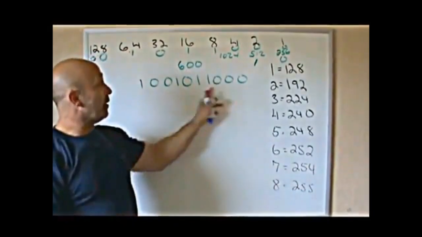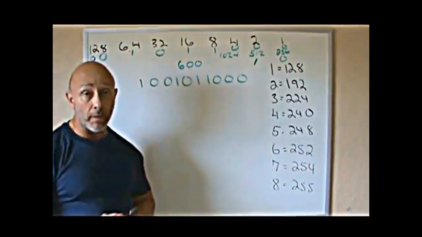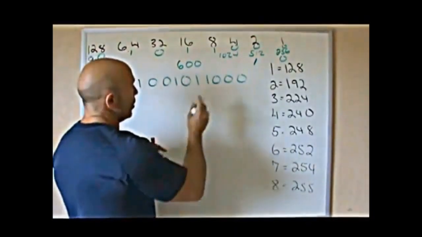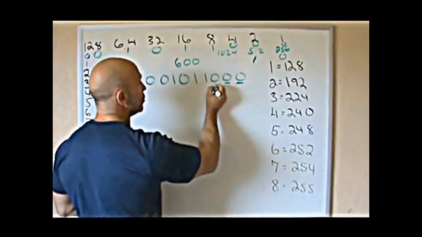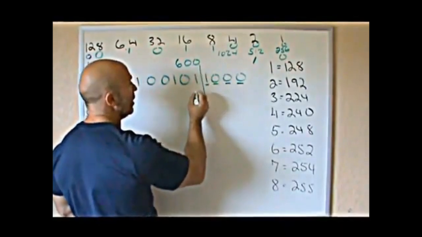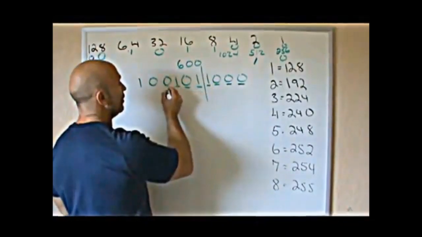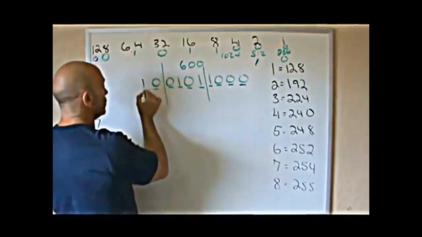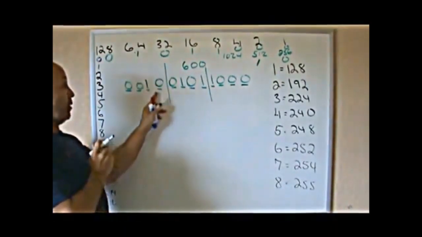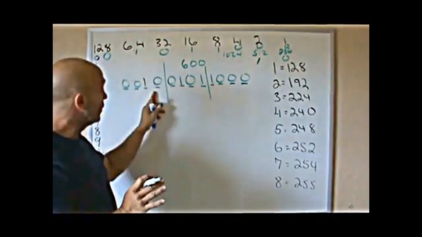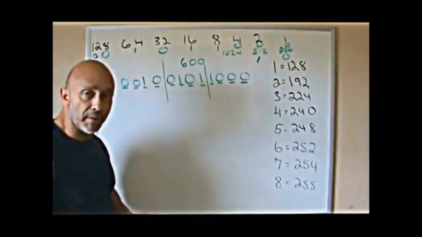That's how the binary would look for that 600, okay? So now let's put it into sections of 4. 1, 2, 3, 4, line. 1, 2, 3, 4, line. 1, 2, 3, 4. Again, if you only have 2 there, well, put 2 more, put zeros on there.